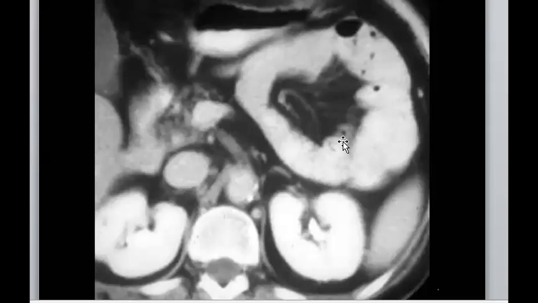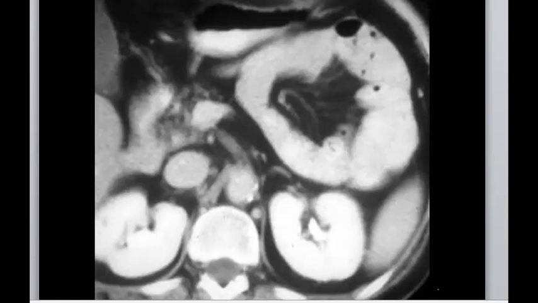There are other types like paracecal, lesser sac, or transmesenteric. If you search internal hernias in Radiographics, you will find a very nice paper, which is very useful if you want to look at the other types of internal hernias, and it has very useful images. I suggest that if you have time, you just look at this. I wrote it in the chat.